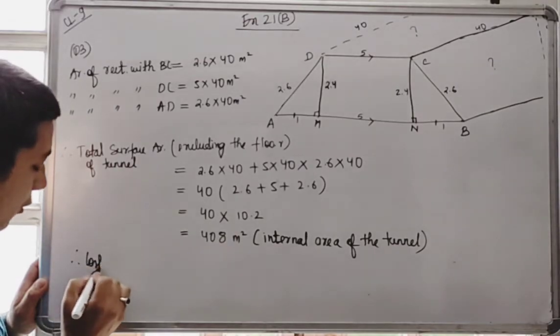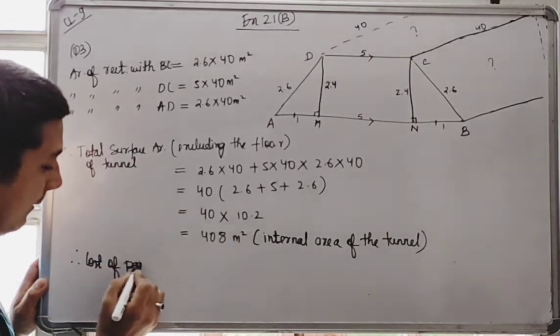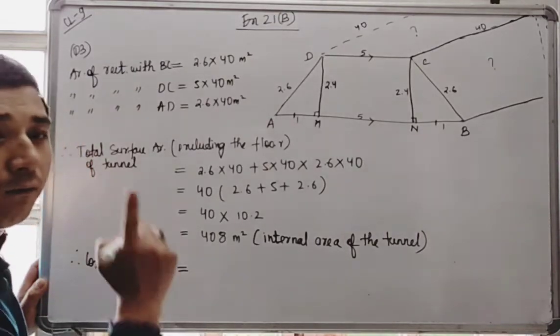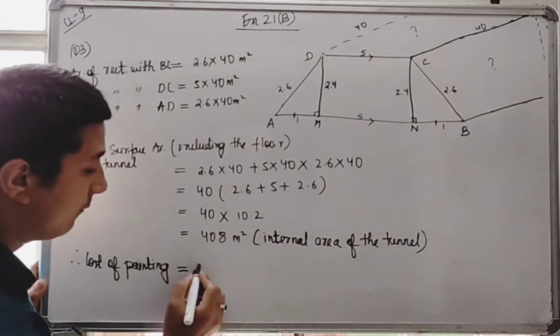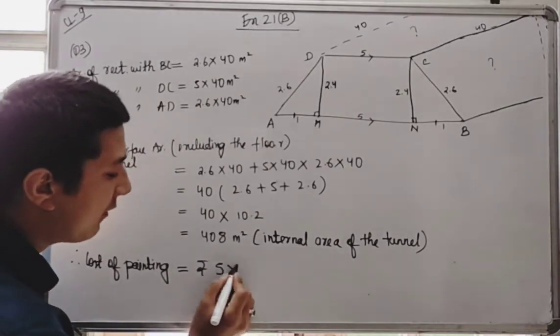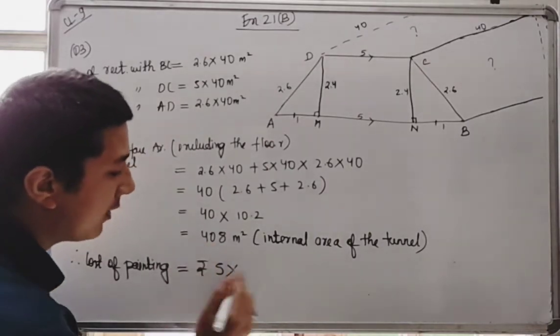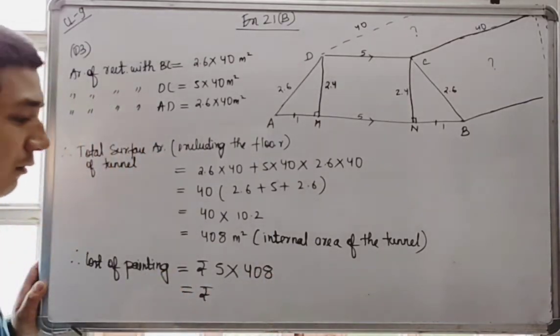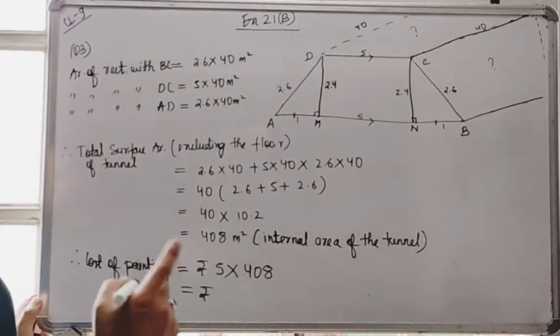Therefore the cost of painting will be, for 1 meter square it is 5. For this much meter square it will be 5 into 408. Please calculate, you will be getting how much? 2040.